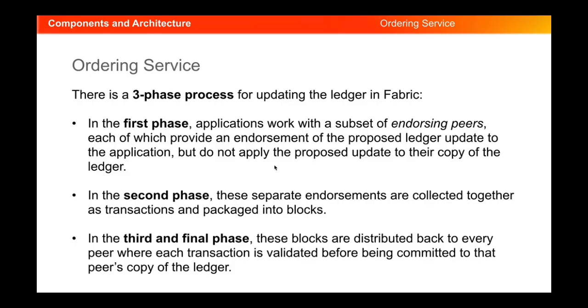As I said, in the first phase, when the proposed ledger update goes from the peer to the application, at this point the peers don't update their ledger. In the third phase, when the peer receives the block that is circulated by the orderer, at that time each transaction is validated and later committed to the peer's copy of the ledger. These are the phases that you have to go through for updating the ledger in Fabric.